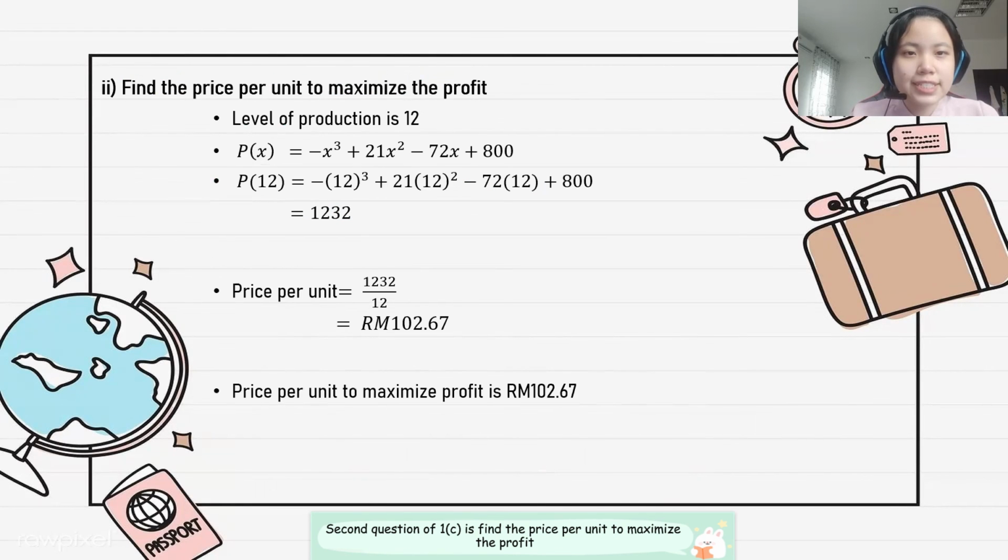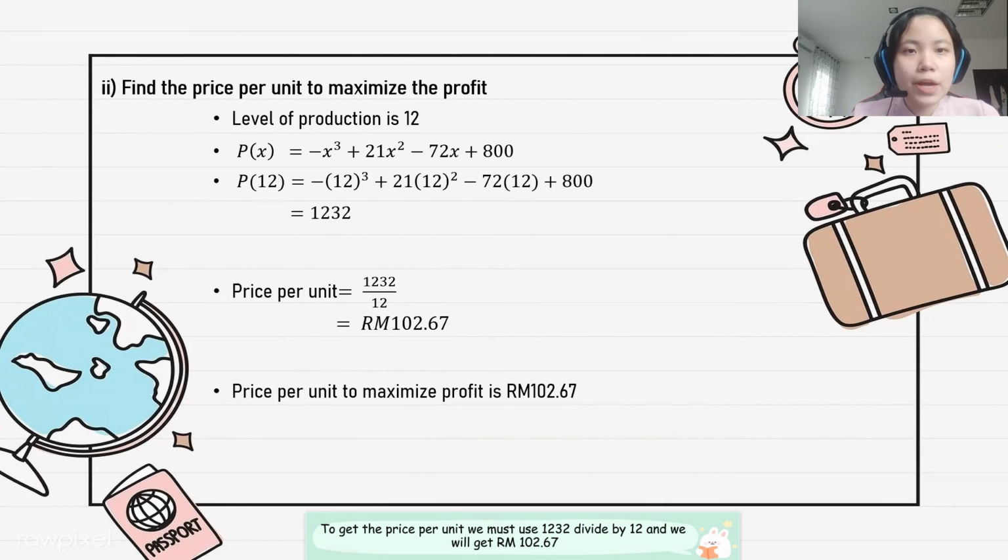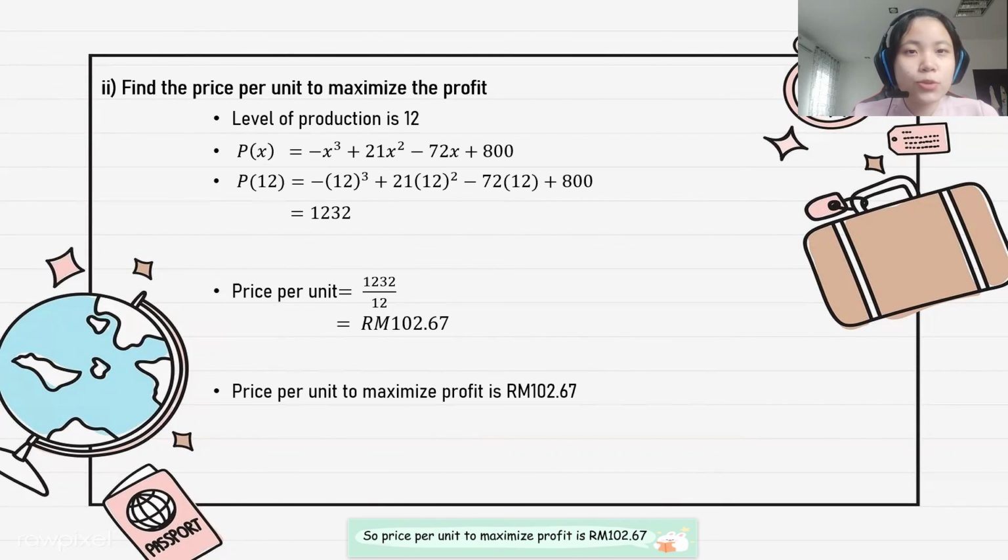The second question of 1c is to find the price per unit to maximize the profit. We know 12 is the level of production that will yield a maximum profit. We can directly insert it into the profit function and get 1232. To get the price per unit, we must use 1232 divided by 12 and we will get RM 102.67. So the price per unit to maximize profit is RM 102.67.